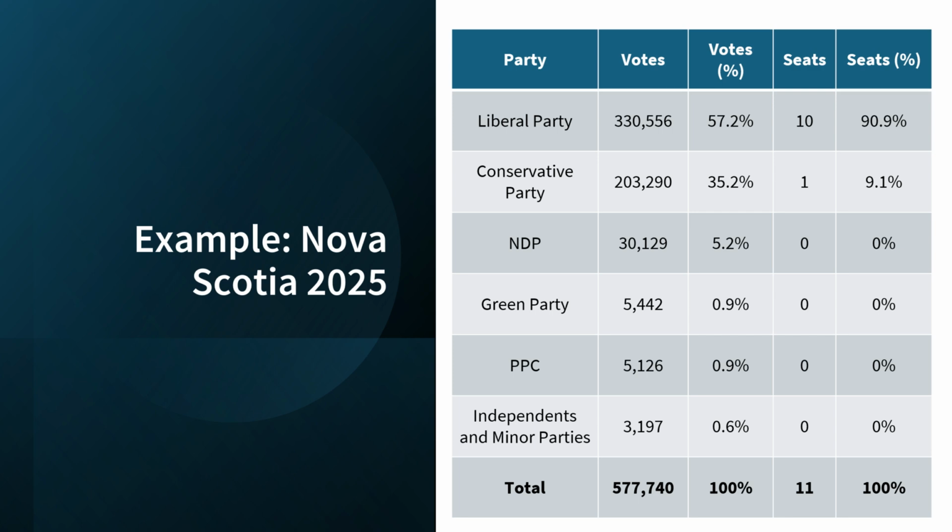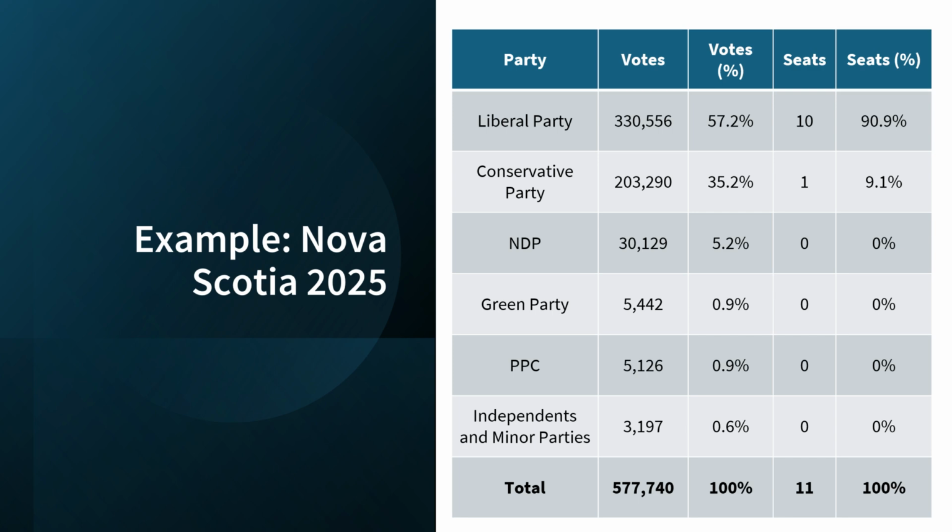Here are the results of the 2025 Canadian federal election in Nova Scotia. As you can see, the results were far from proportional, as the Liberal Party won 10 out of 11 seats in the province, or 90.9% of the seats, with only 57.2% of the popular vote. The Conservatives won only one seat, or 9.1% of the seats, even though they were chosen by 35.2% of the electorate. You can also see that the NDP did not win any seats in the province, even though it was the choice of 5.2% of electors.